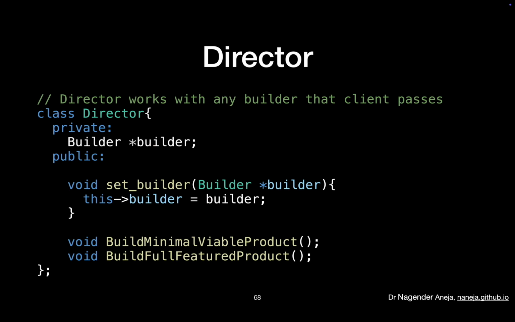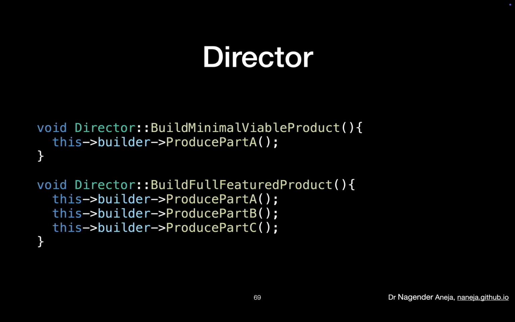And then in the director, you can have, like, build minimal viable product. So I just want the very minimum, and then maybe build a fully featured product, or maybe some customized version. So you can define all the steps that need to be done here. Okay, so now in build minimum viable product, you will say this builder product part A. If it's a minimum viable product, we'll just have product part A. If it is a fully featured product, then we have A, B, and C. Like you can think of we are building a car with different components and different versions of that. So there is an SUV version, hatchback version, and all of those things, and different parts are added to that.